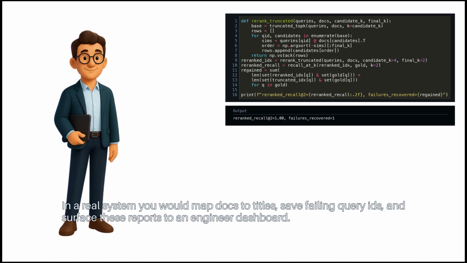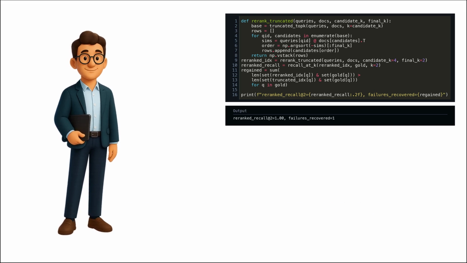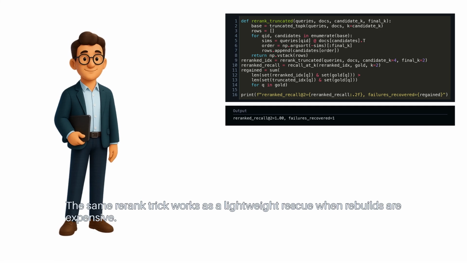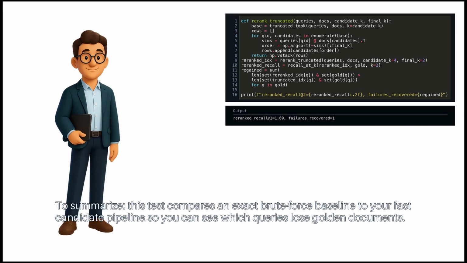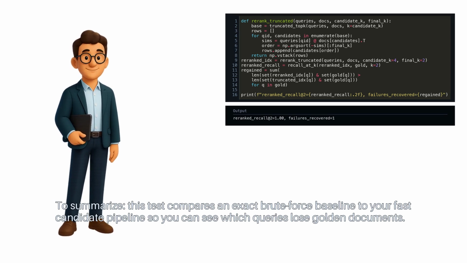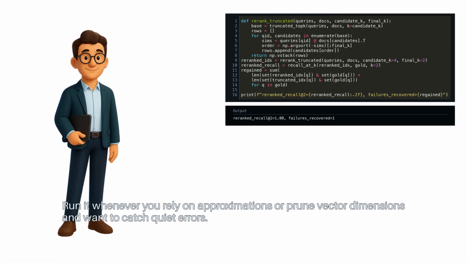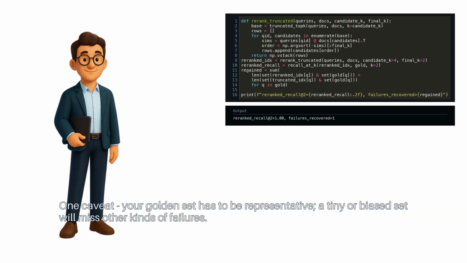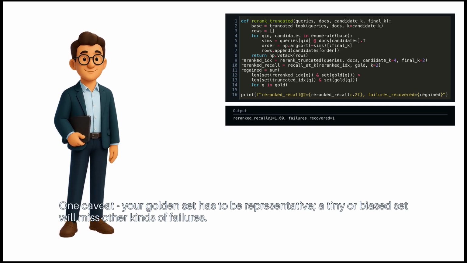In a real system, you would map docs to titles, save failing query IDs, and surface these reports to an engineering dashboard. The same re-rank trick works as a lightweight rescue when rebuilds are expensive. To summarize, this test compares an exact brute force baseline to your fast candidate pipeline, so you can see which queries lose golden documents. Run it whenever you rely on approximations or prune vector dimensions and want to catch quiet errors. One caveat: your golden set has to be representative. A tiny or biased set will miss other kinds of failures.